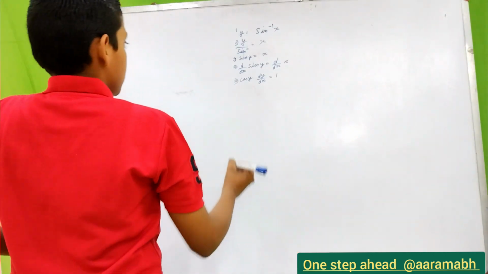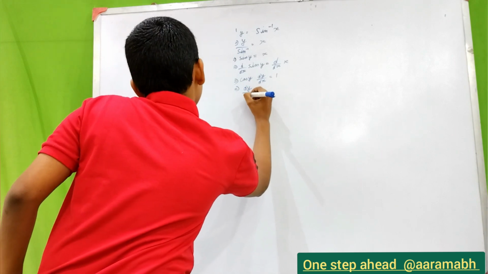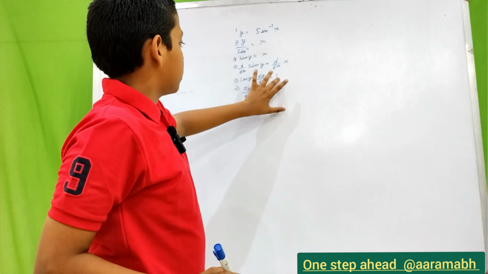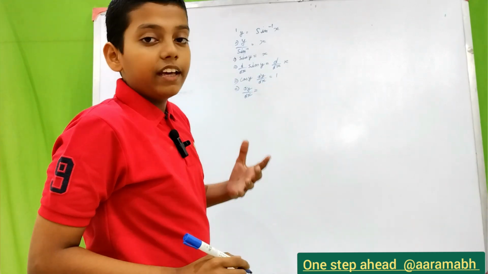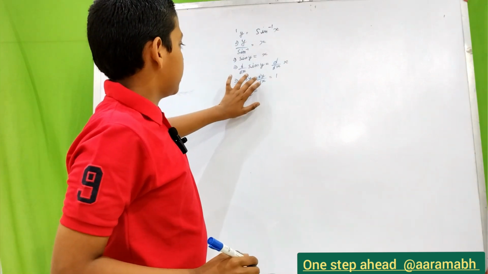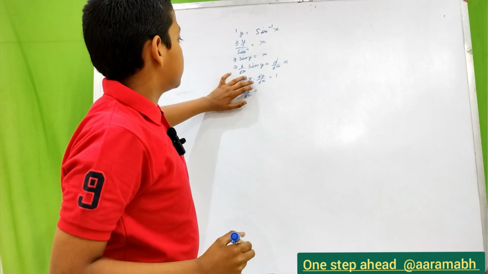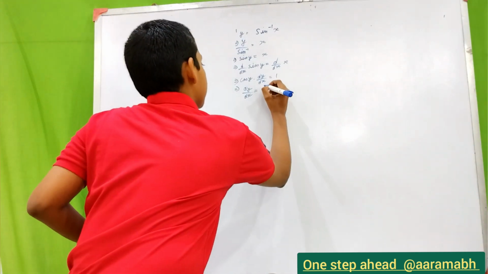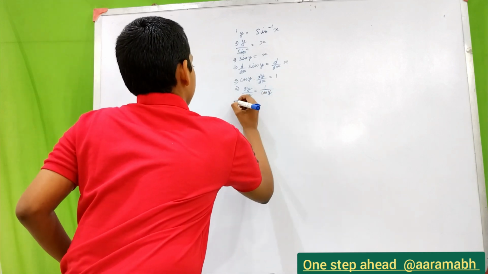Now we will leave dy by dx here only at the left hand side, and we will transfer cos y to the right hand side of the equals to. Here it is in multiplication. This dot stands for multiplication. So if it goes to the right hand side, it will come in division. So dy by dx equals to 1 by cos y.